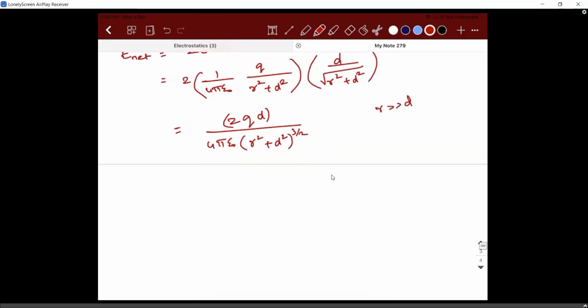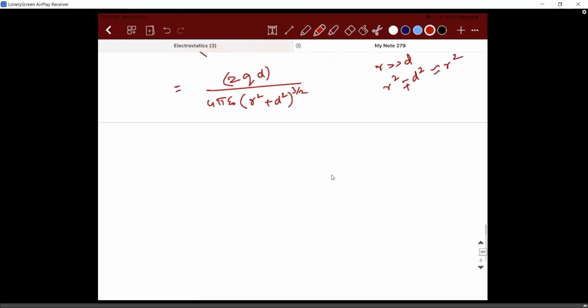R is very much greater than D. R square minus D square is approximately R square. Same is going to be the scenario with plus also. So whether you add or subtract a very small value to a very big value, it is going to get you the bigger value. So what can I approximate this to? R square, but R square, the whole power 3 by 2 is R cube. So 2Q into D is P divided by 4 pi epsilon naught R cube is what is the electric field along equatorial plane, and this is the magnitude.